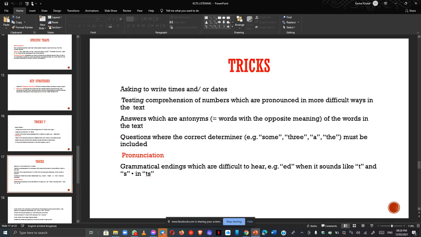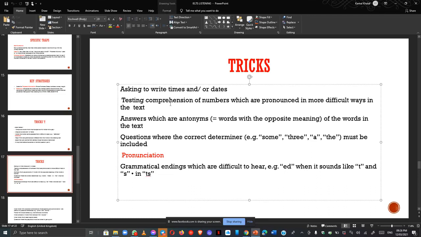More tricks. Asking to write times or dates, you should know how to, very simple. Testing comprehension of numbers, again. Yes, very important here. Answers which are antonyms or opposite of the words in the text. In some cases, you listen to the speaker saying a word, but they said it in the negative form, and you didn't hear that well. So make sure you listen to many accents, especially the British one. The short form of the negative, why you may isn't short, and the answer is tall, for example, the opposite, and so on.